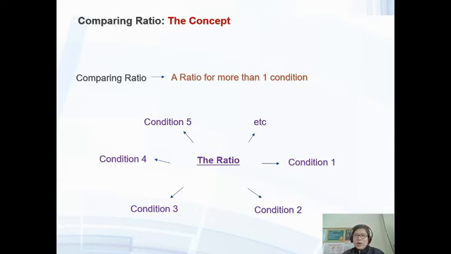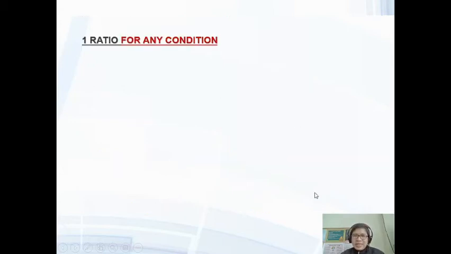And since we have only one ratio for more than one condition, we call this ratio a fixed ratio. What is fixed ratio? Fixed ratio means the ratio must remain the same all the time. Okay, so the ratio over here must always be the same. Why, sir? Why? Because we are using it in many conditions. Okay, that's the concept.